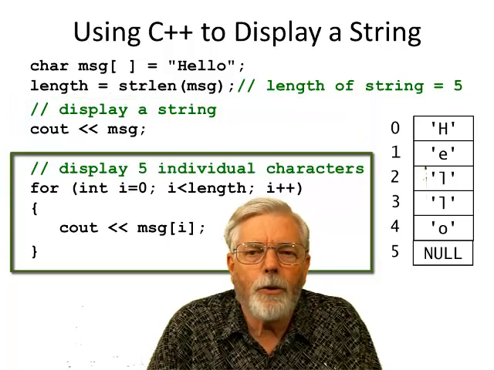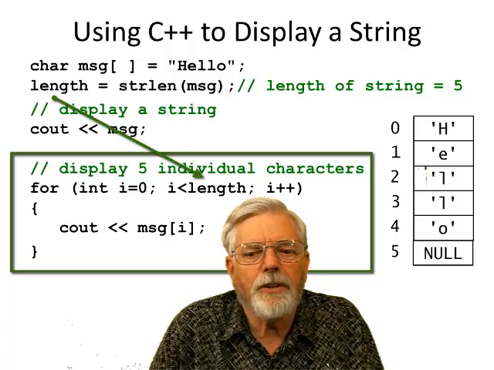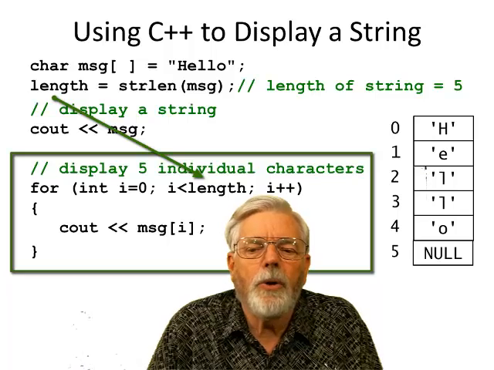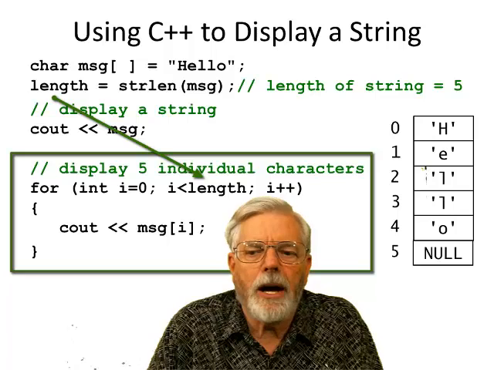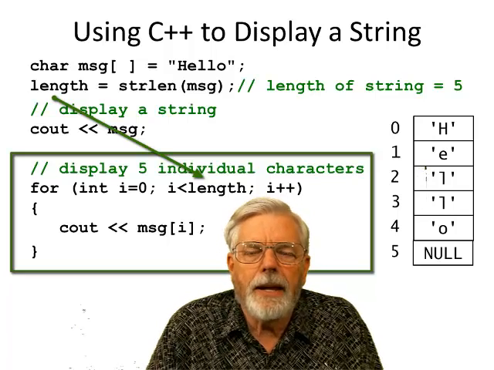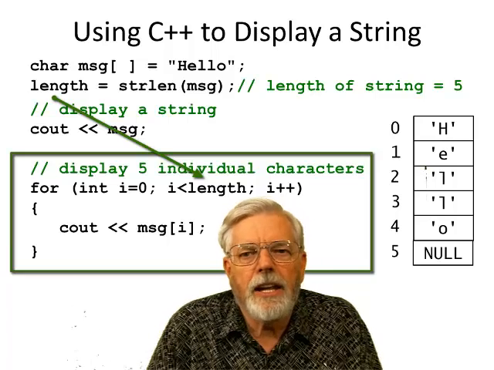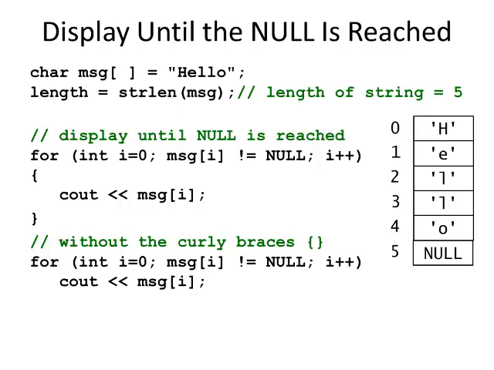I could also use a for loop here. If I already know that there's 5 characters in my string, I could say for int i equals 0, i is less than len, i plus plus, cout message sub i, and we're going to go through this for loop 5 times, displaying individual characters HELLO. Instead of worrying about how many characters are in the string, because that means I have to count it ahead of time, how about doing this?